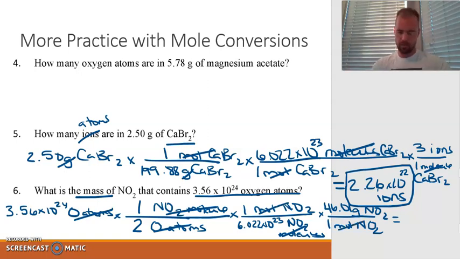And so now, let's do our math. 3.56 times 10 to the 24th times 46.01 divided by 2, and then divided by, again, 6.022 E23. And so with 3 sig figs, it looks like my mass is going to be 136 grams of NO2.